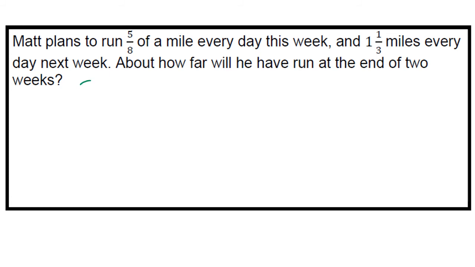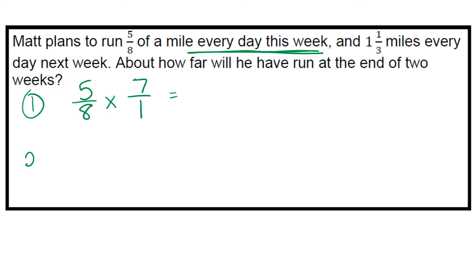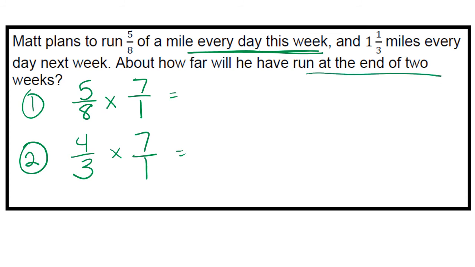So what I'm going to do is I'm going to set this up. I have 5/8 times 7 days. He runs every day times 7/1 for 7 days. And then you're going to get a total. So that's going to be week number 1. Week number 2, he runs 1 1/3. So I'm going to write that as 4/3 because I'm going to write that as an improper fraction times 7/1. And then what you have to do is, how far will he run at the end of 2 weeks is that you're going to go ahead and add up those two totals together.